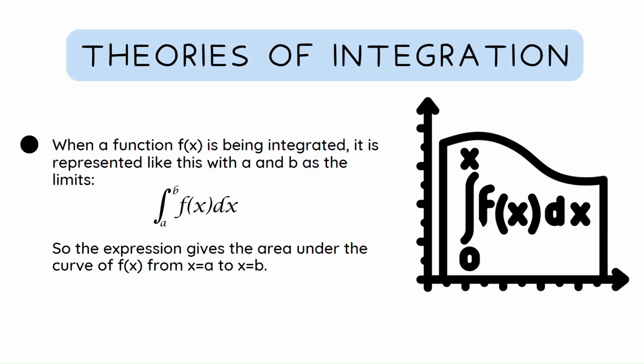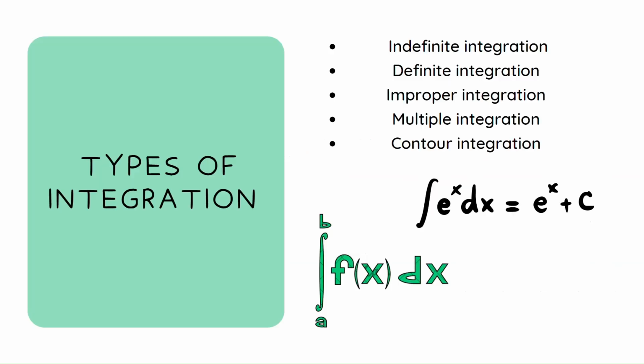When a function f(x) is being integrated, it is represented as such, with a and b set as the limits. So the expression gives the area under the curve of f(x) from a being the lower limit and b being the upper limit. There are several types of integration, among them indefinite integration, definite integration, improper integration, multiple integration, and contour integration.